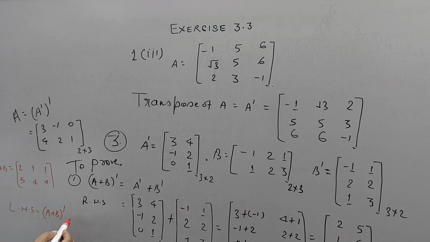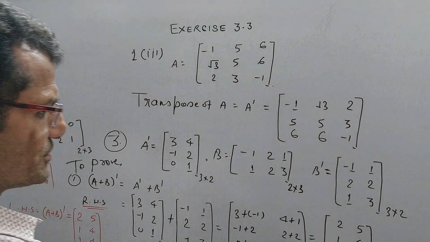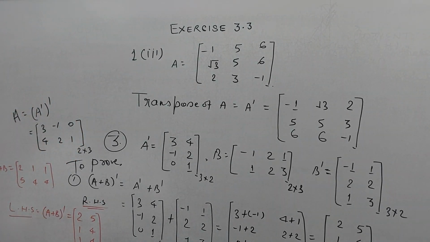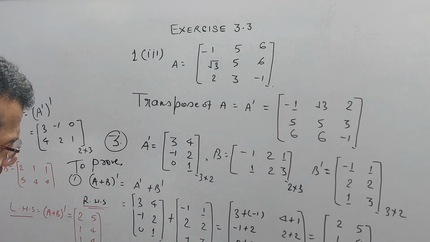So what comes out is 2 1 1, the first row, which becomes the first column, 2 1 1, and 5 4 4, which is our second column. If I check the left hand side of this one and our right hand side, both have the same values, 2 1 1 and 5 4 4. So we have proved it. Left hand side is equal to right hand side.